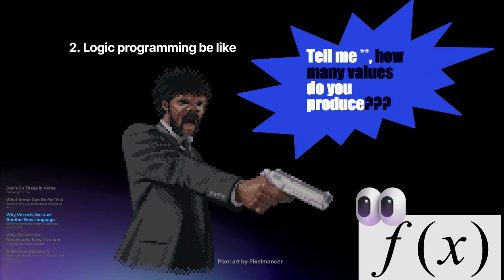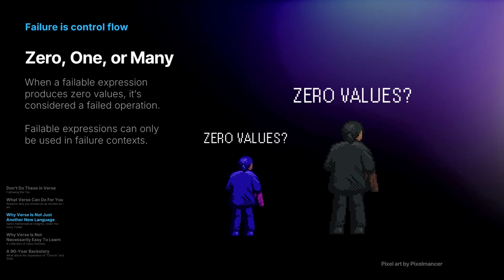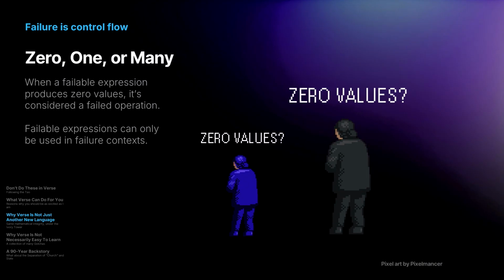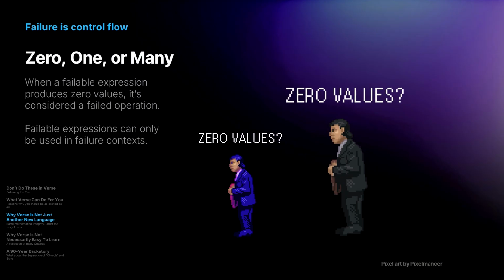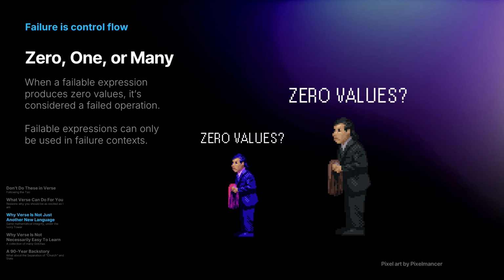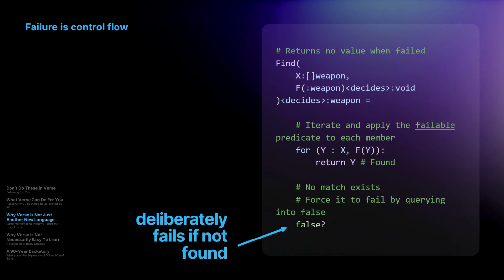Talking about style, being a functional logic language, an expression or operation in Verse always produces 0, 1, or many values. A failable expression, if successful, returns one or more values. If it fails, it returns nothing at all, unlike an empty list or a false boolean. For instance, an invalid array index simply fails the expression, removing the need for explicit bounds checks common in other languages. Let's see this find function that operates on an array using a predicate.